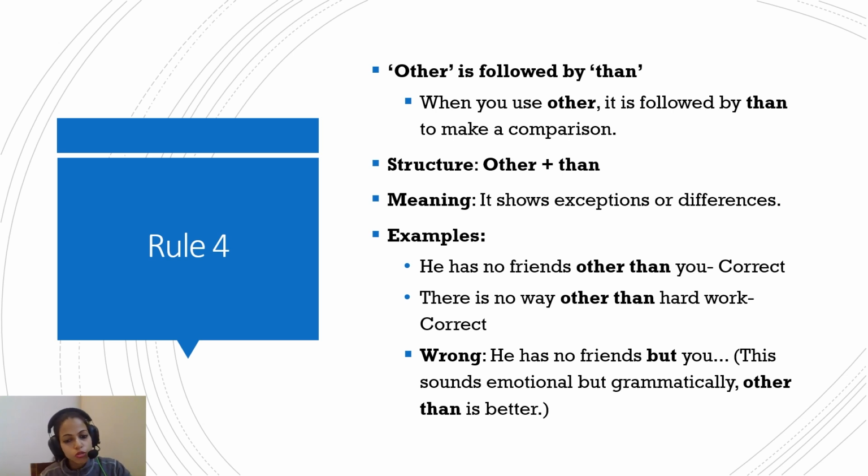But sometimes students say he has no friends but you. But is wrong here because but is followed by else and not by other. It is not correct here. Okay. For other, you have to follow it with than.